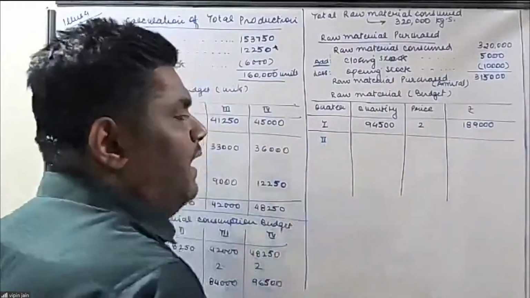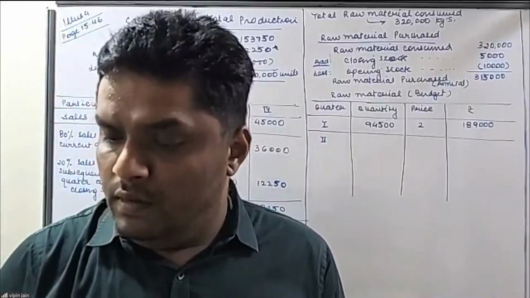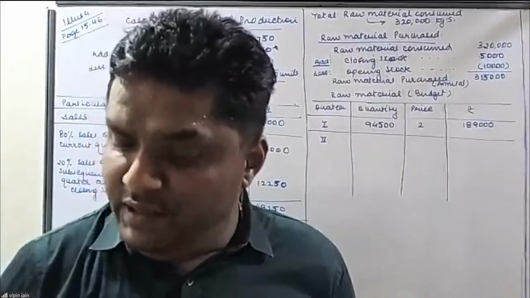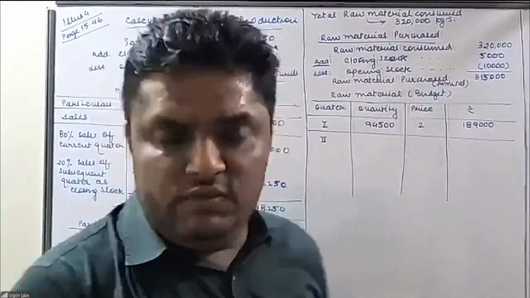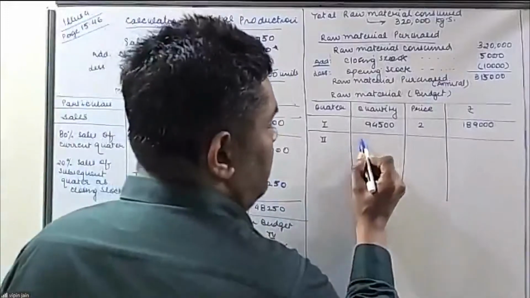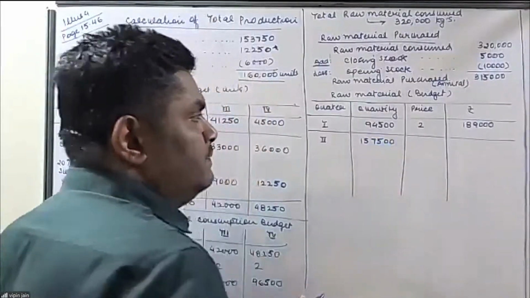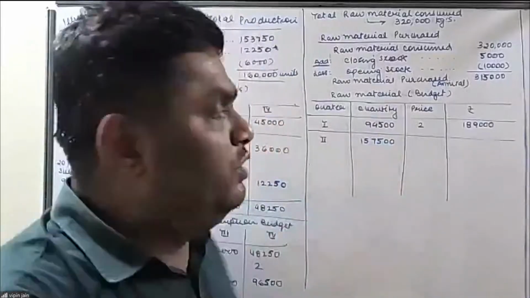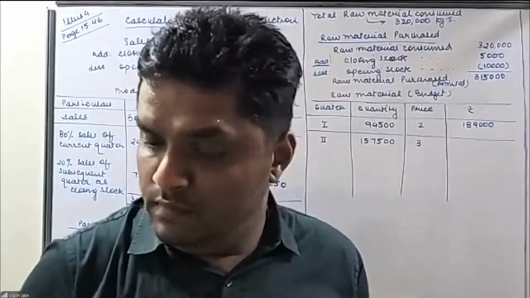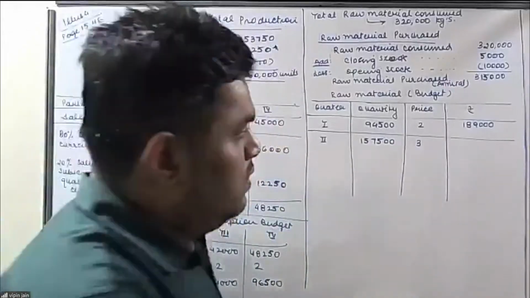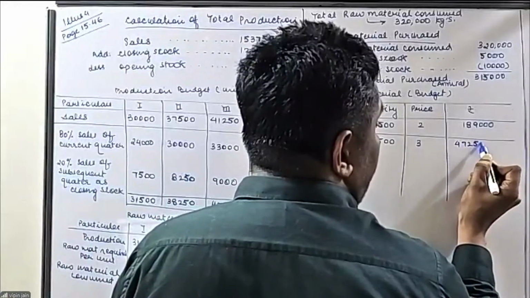For quarter second, again, total requirement is 3,15,000. Of this, 50% is purchased in the second quarter. So this will be 157,500. And the rate is 3 rupees. So this will be 4,72,500.